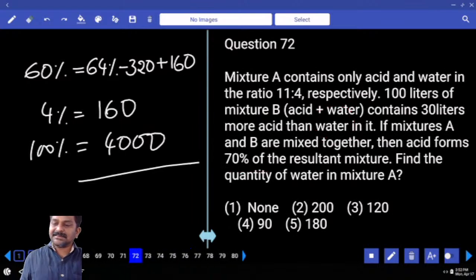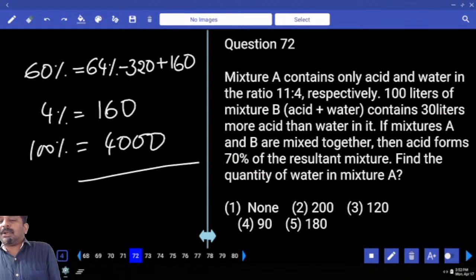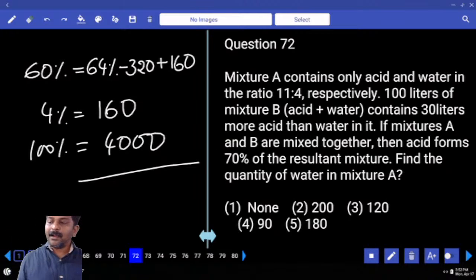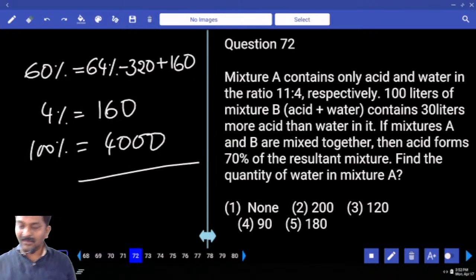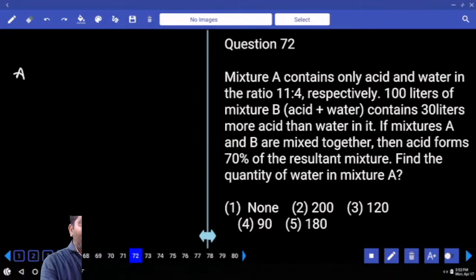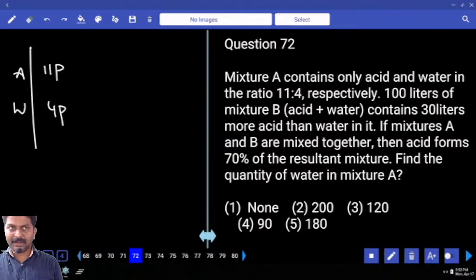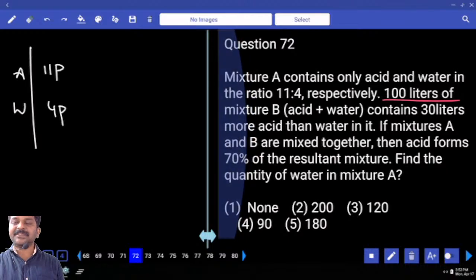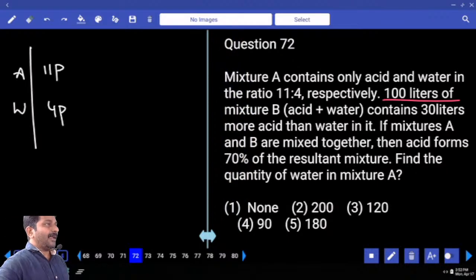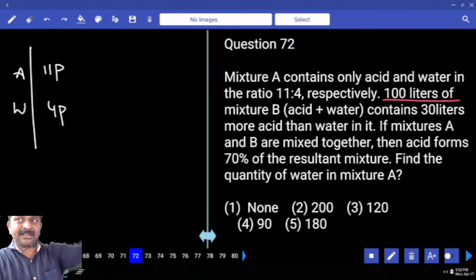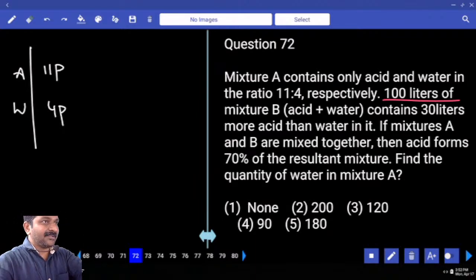Mixture A contains only acid and water in the ratio 11:4. 100 liters of mixture B contains 30 liters more acid than water. Here we have acid and water. The first container has 11 parts, the second container 4 parts. And then out of this 100 liters from container B, acid is 30 liters more. I already told you in today's class.